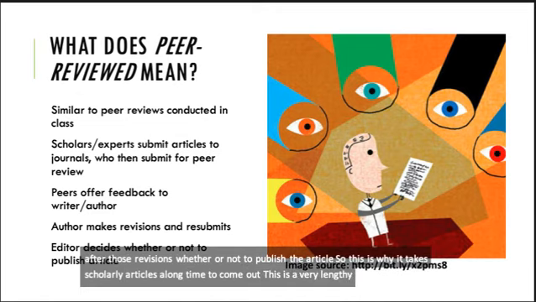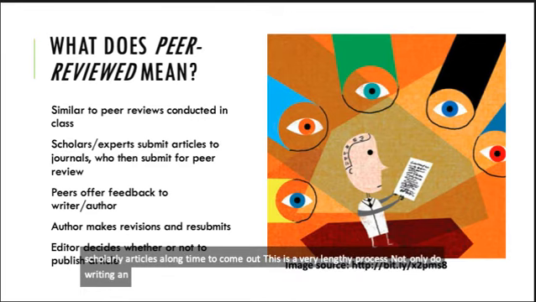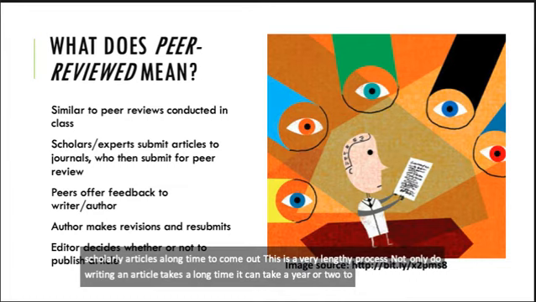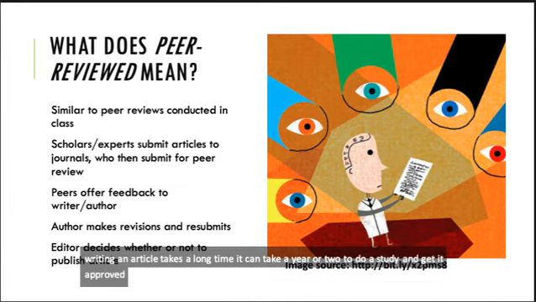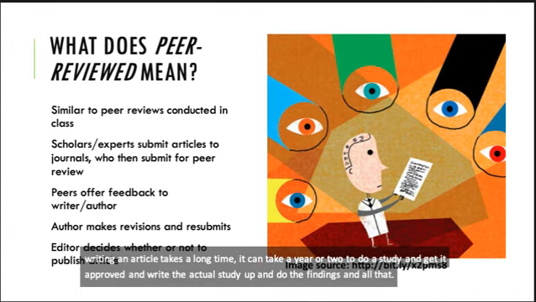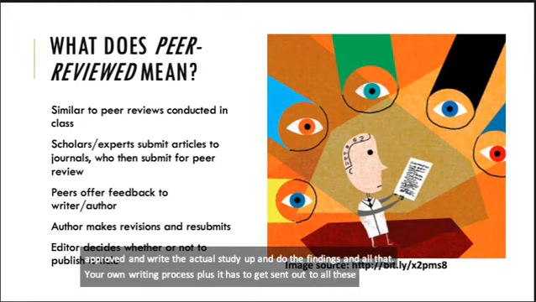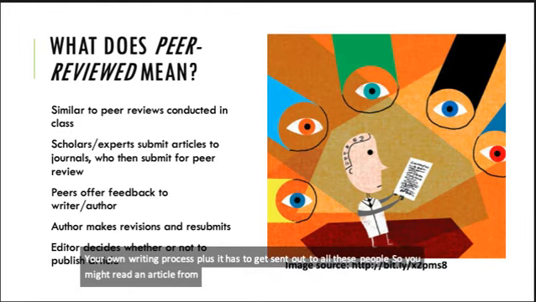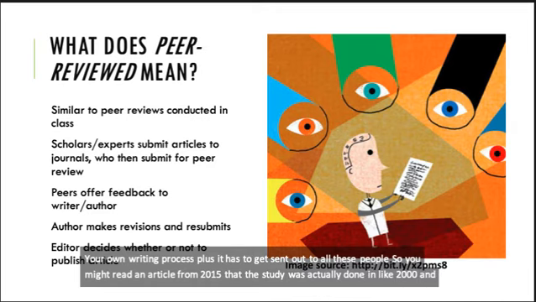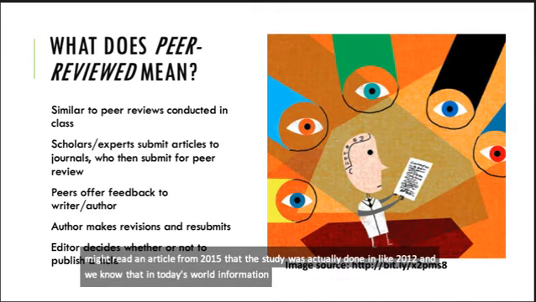Not only does writing an article take a long time, it can take a year or two to do a study and get it approved, write the actual study up, and do the findings and all of that. That's your own writing process, plus it has to get sent out to all these people. So you might read an article from 2015 that the study was actually done in 2012. And we know that in today's world, information is constantly changing.